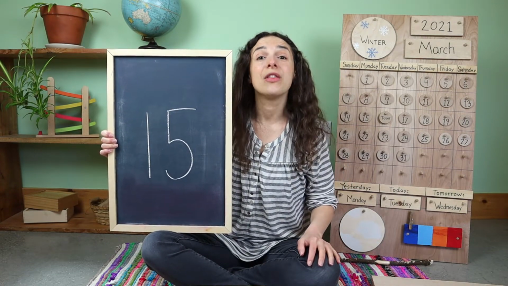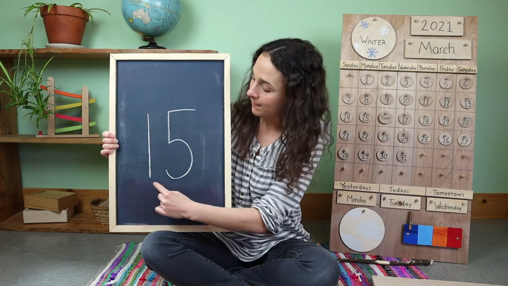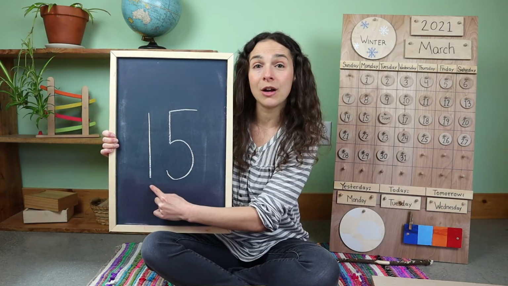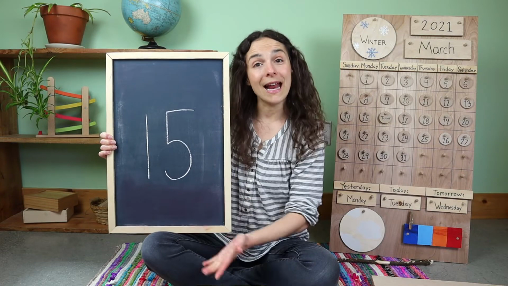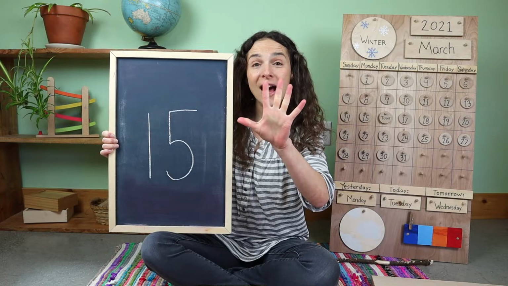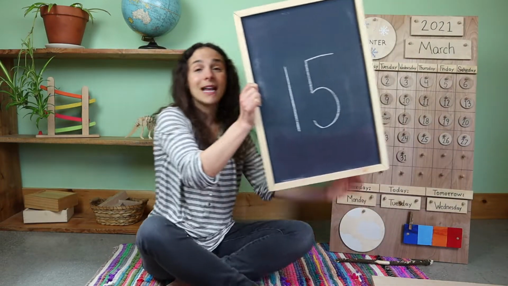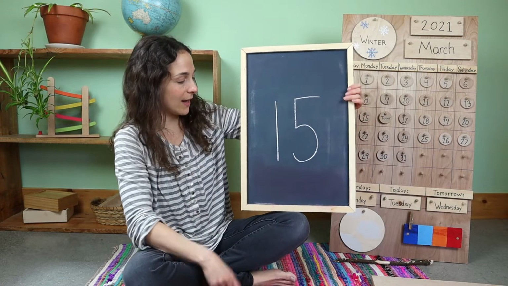Can you show me the 2 numbers that you have to write when you write the number 15? Let's start with the first number, 1. And after you write the number 1, you write the number 5. 15. Now it's time to count 15 tally marks together.